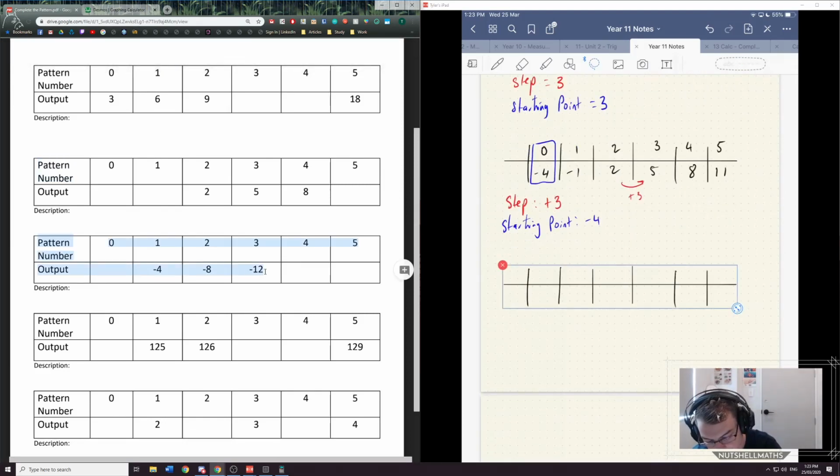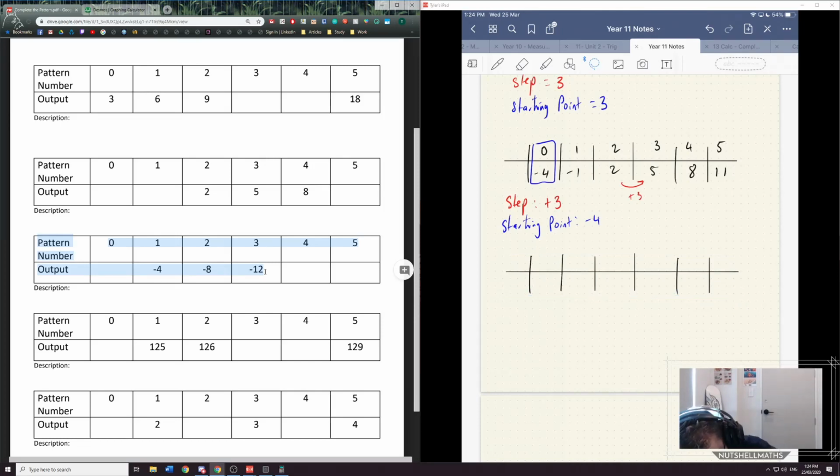We're just going to slowly do all these questions. 0, 1, 2, 3, 4, 5. And we've got -4 here, minus 8, and minus 12. So our step, what's our, oops, it's wrong color. What is our step, please? And just like in life, you can have steps going upwards, and you can have steps going downwards.